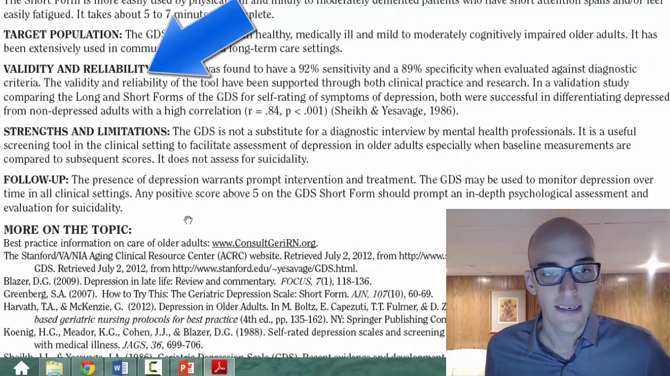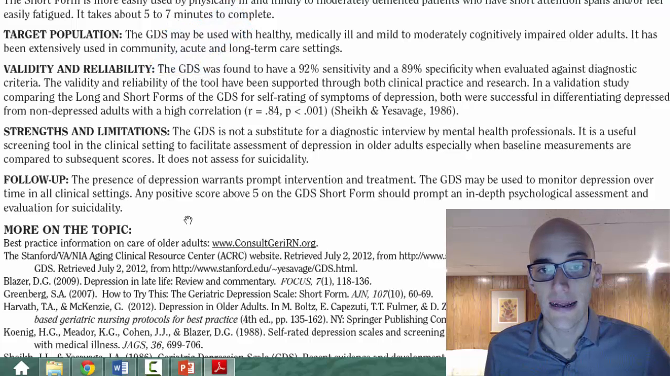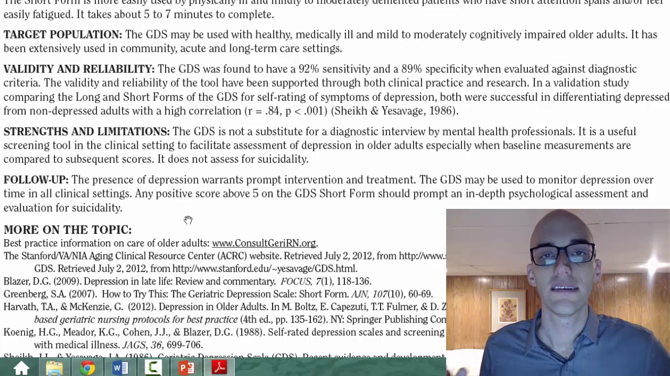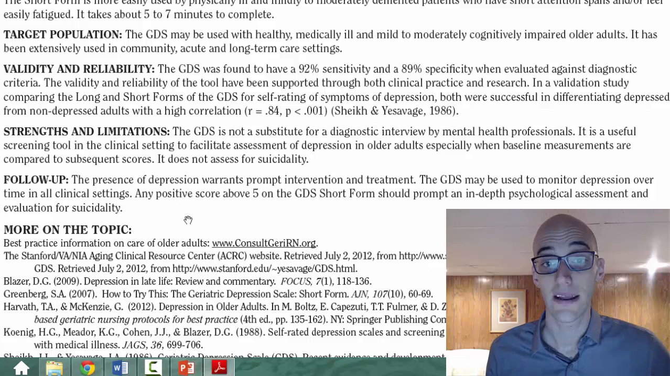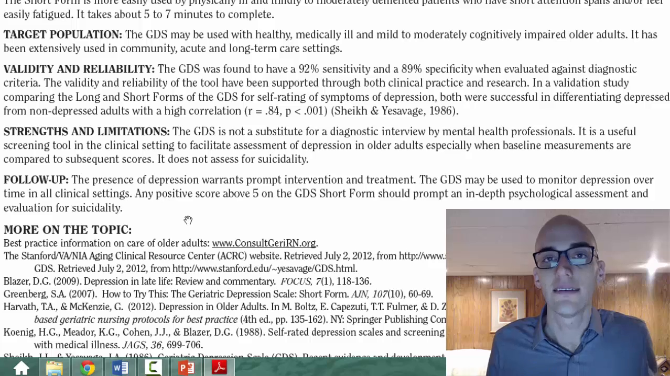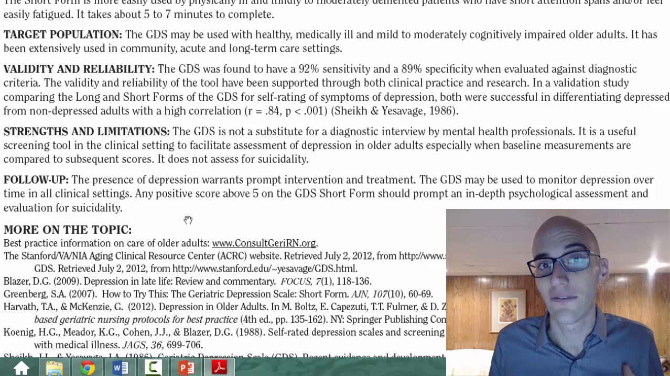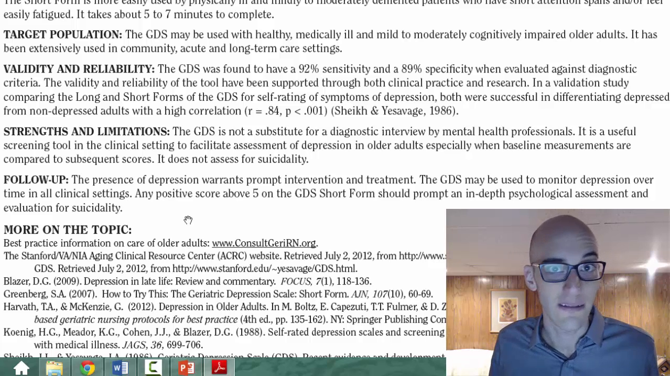It says the GDS was found to be 92% sensitive and 89% specific. So that means that 92% of the time, if somebody is depressed, this measure is going to pick it up. But it's also got 89% specificity. So that means it's not going to pick up depression when really there's anxiety or adjustment or something else going on.